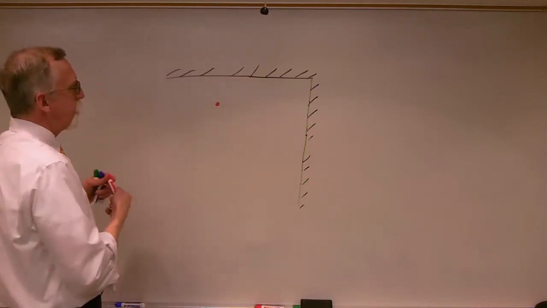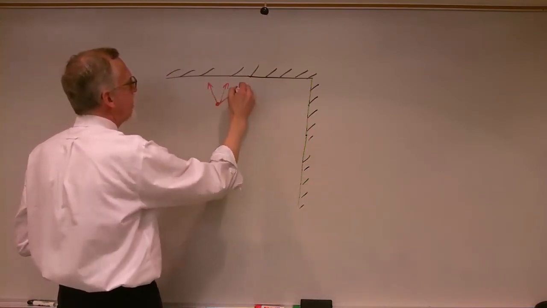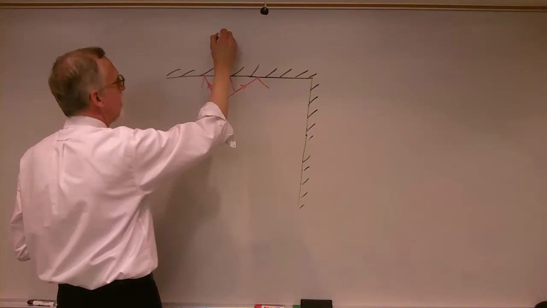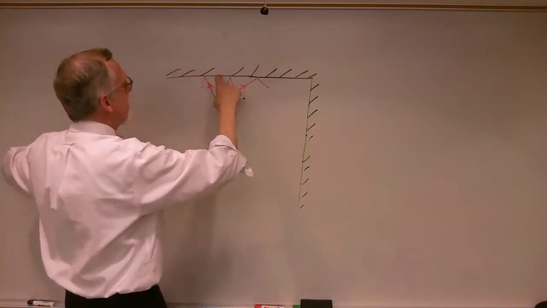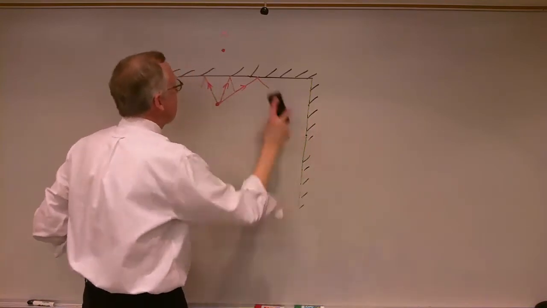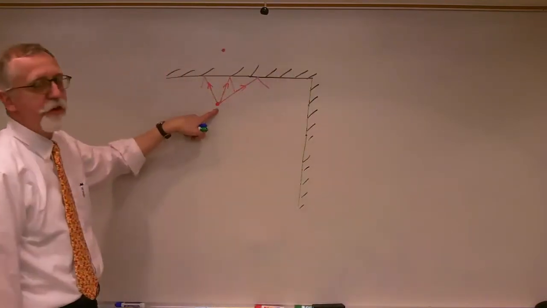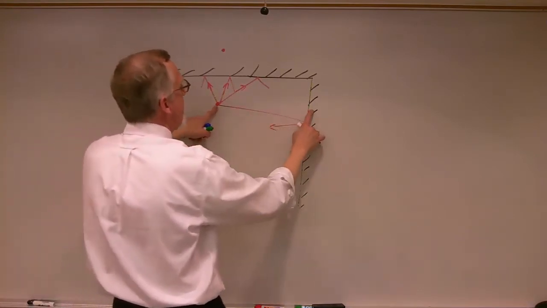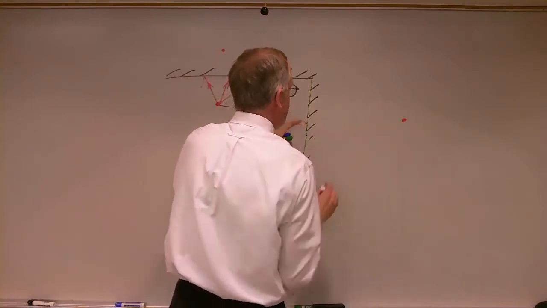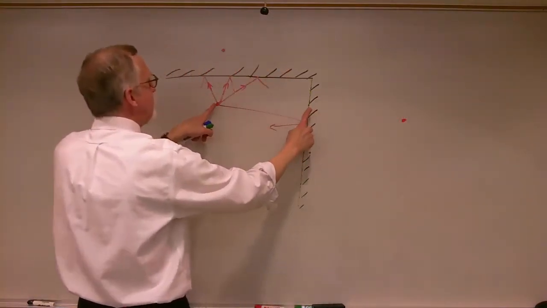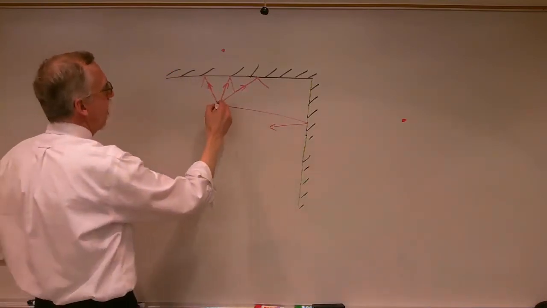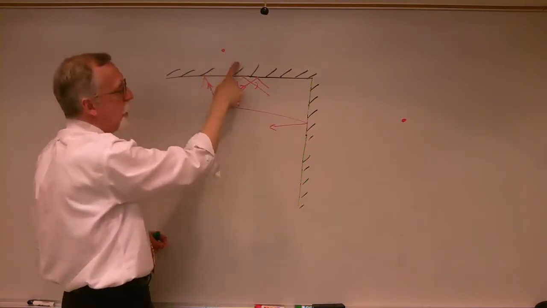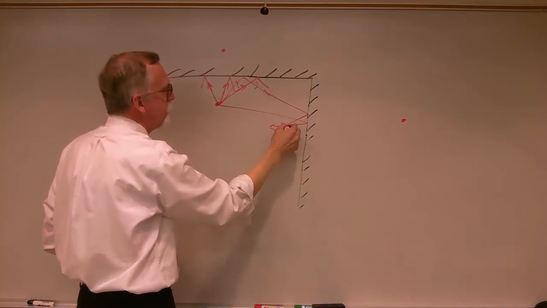Light from the source reflecting off the top mirror will create an image up here that is equidistant above the mirror as the object is below the mirror. The light reflecting off of this mirror will create an image on this side of the mirror that is equidistant behind this one as this one is in front of it. But what about the rays that reflect off of this mirror that seem to come from this image that then reflect off of this mirror?